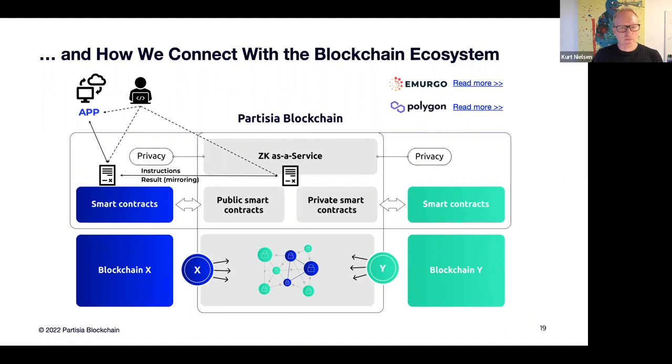And then we can sell back the capability of the Partisia blockchain, which could be zero knowledge computation as a service. So that's the collaborative exchange. And we already have that established on Ethereum. We have it on Polygon. We're working on Cardano and a number of other blockchains to interlink the entire ecosystem.